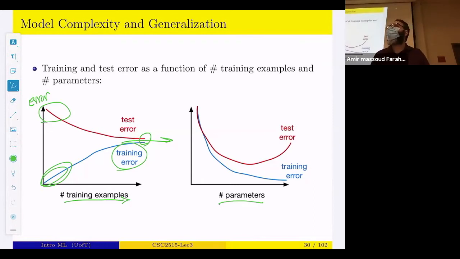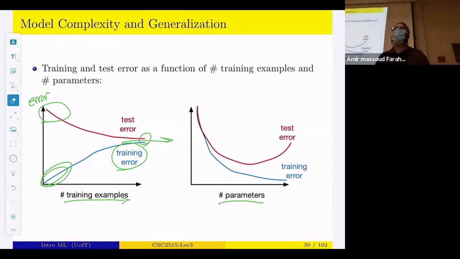Yes? So, as the number of training samples increases, you said the training error is increased. Are you talking about the average training error or the total? Oh, right. Yes, average. So why is the average training error increasing? Yeah, that's the question.